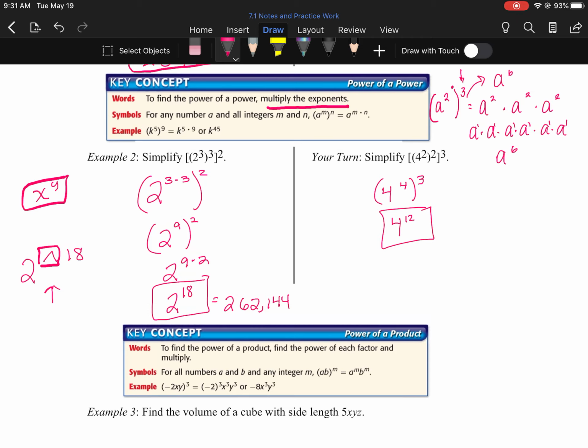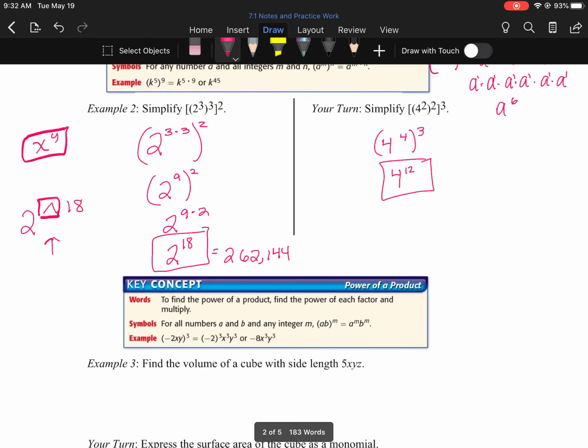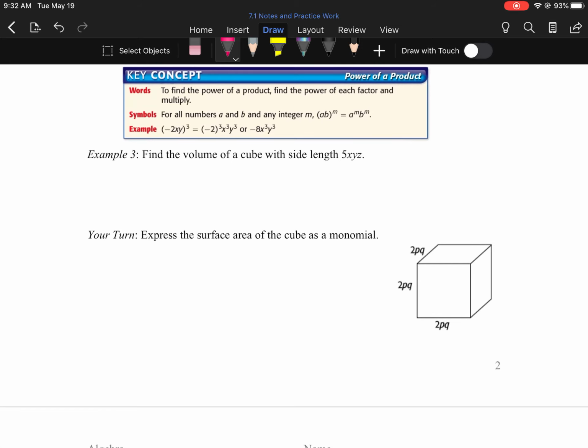All right, I think we have one more rule today. And then we have a couple more examples. Today is sort of a long notes day. So in recap, if you multiply like bases, you add. If you have a power to a power, you multiply. And our last one sort of reminds me of distributive property for exponents. It says if we have a power of a product, to find the power of a product, find the power of each factor and multiply.